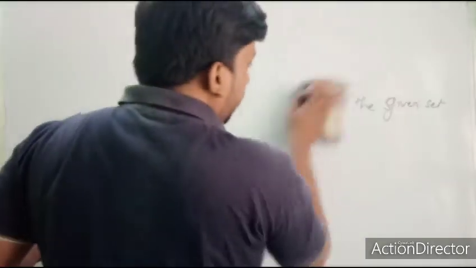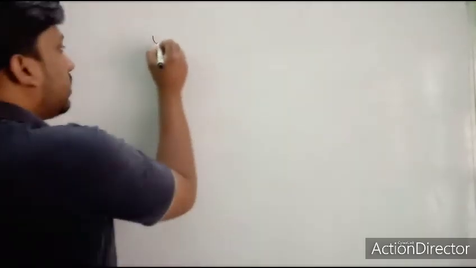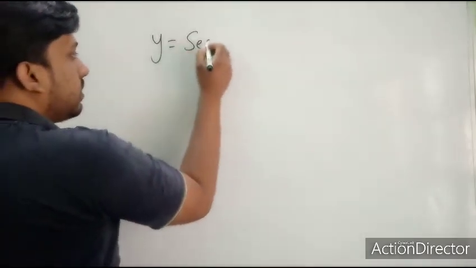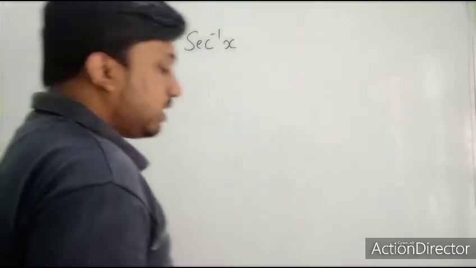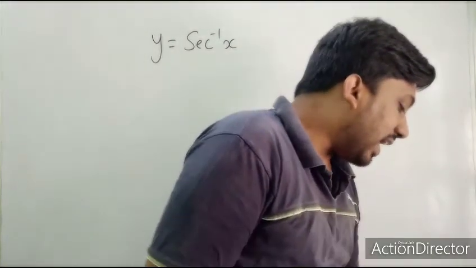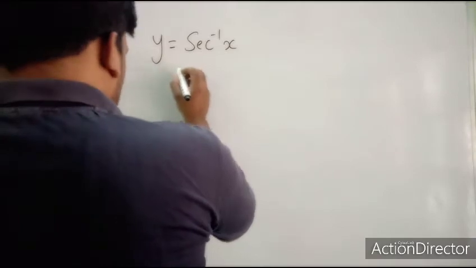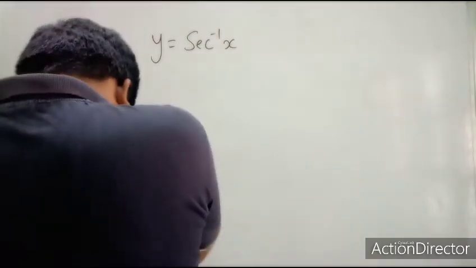They're asking us to find the domain and the range of secant inverse x. So they are giving y is equal to secant inverse x. We need to find the domain and the range. How to find the domain and the range? So y is equal to secant inverse of x, isn't it?